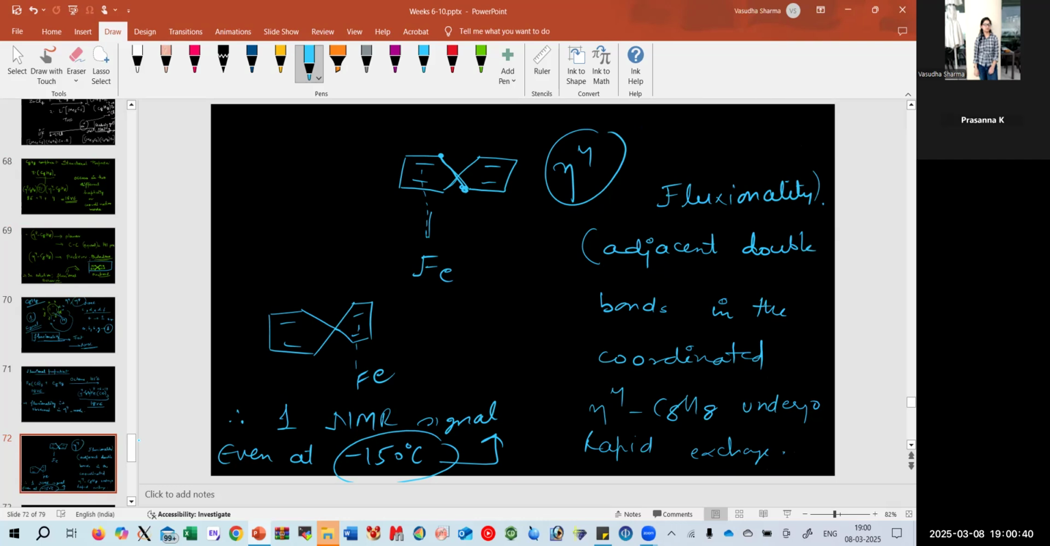This is the feature that comes from the fluxionality. So sometimes when we see the NMR, we are expecting the metal center to be whether it is in eta 4 and eta 8.